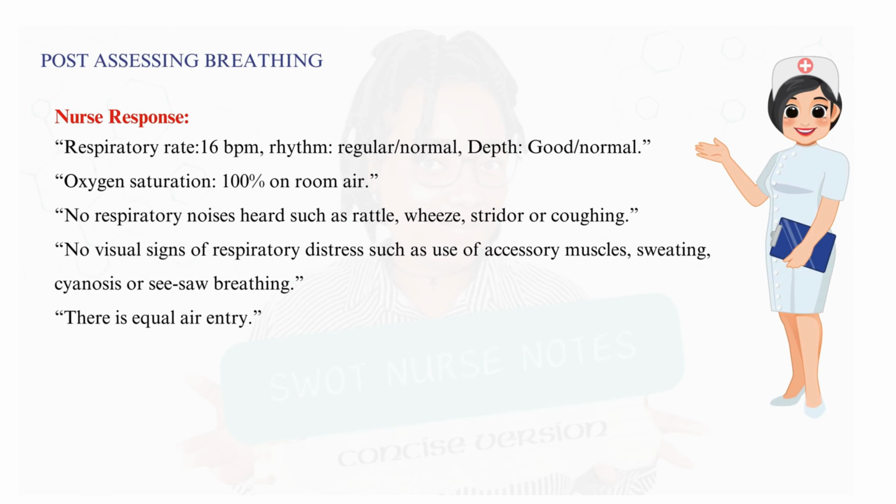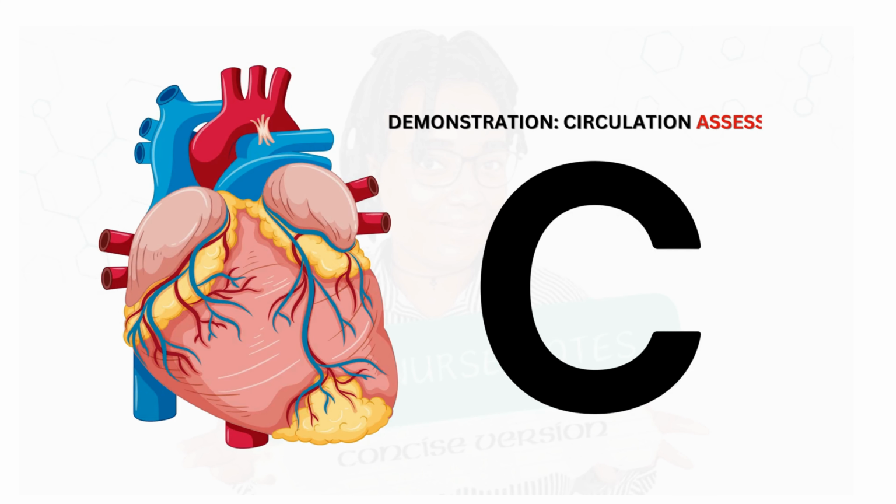Respiratory rate was 16 breaths per minute. Rhythm regular, depth good. Oxygen saturation was 100% on room air. No respiratory noises heard such as rattle, wheeze, stridor or coughing. No visual signs of respiratory distress, such as use of accessory muscles, sweating, cyanosis, or seesaw breathing. There is equal air entry. Demonstration for circulation.